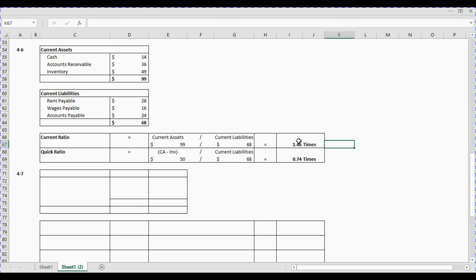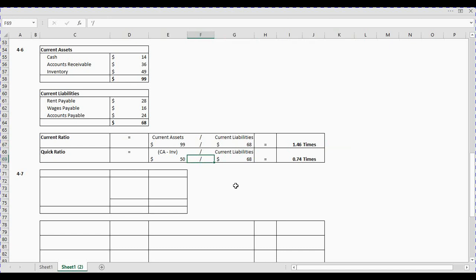We have 1.46, that's not bad. We have 1.46 times the amount of current assets as we do liabilities, remembering that current means coming due within the next 12 months, or on the asset side, being able to liquidate or expected to turn to cash within the next 12 months. Good thing.